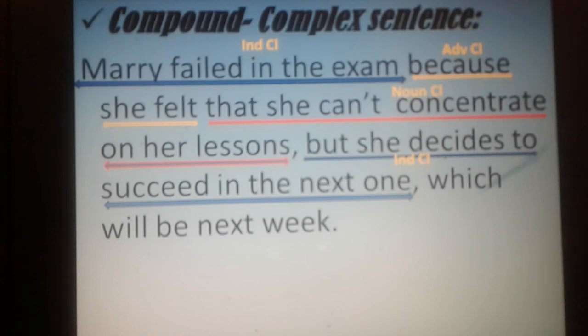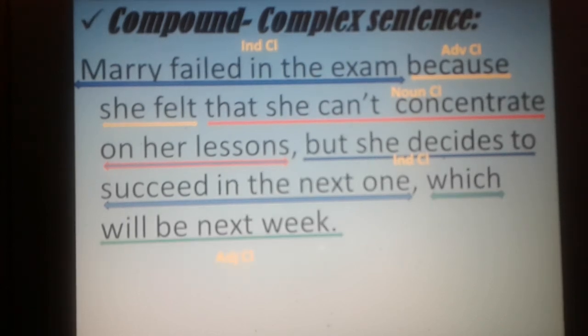Which will be next week. It's an adjective clause, which talks about the situation in the sentence before the adjective clause. Which will be next week. I made them here for you with colors so that it's very clear. I used the yellow color to be clear also in the video.